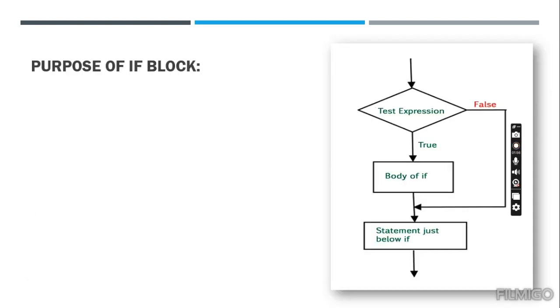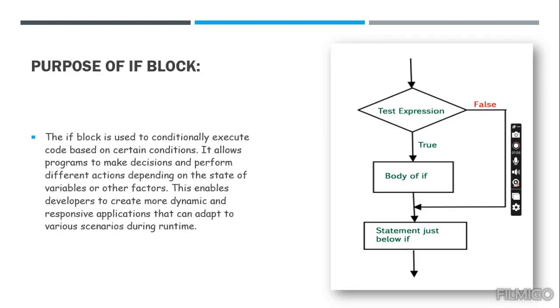Purpose of if block. The if block is used to conditionally execute code based on certain conditions. It allows programs to make decisions and perform different actions depending on the state of variables or other factors. This enables developers to create more dynamic and responsive applications that can adapt to various scenarios during runtime.